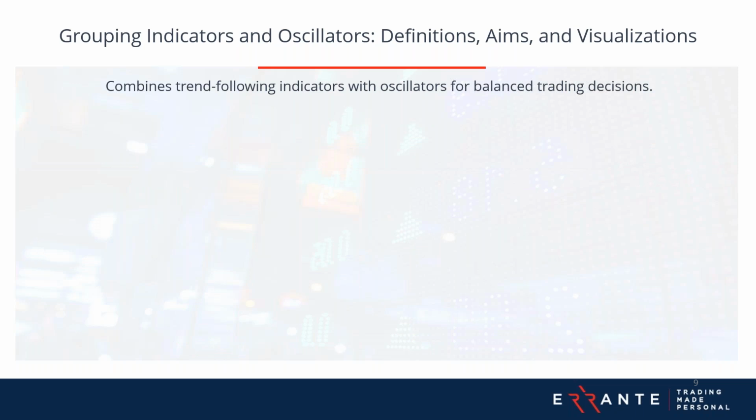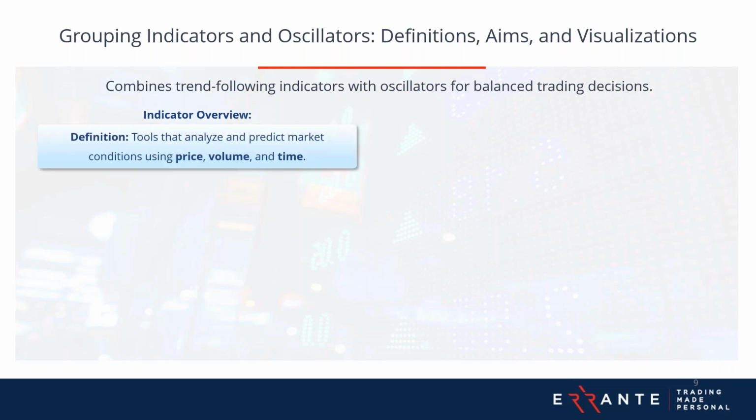But let's say there is another way to classify indicators based on their nature and visualization. As you might have heard, we have indicators and oscillators. Let's see what's the difference between these two groups. Indicators are our first group. Think of them as the tools that help us read the market story.